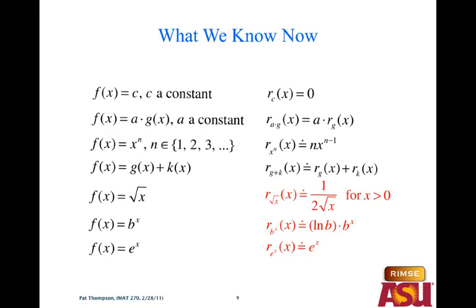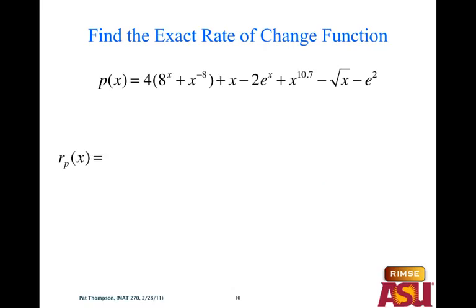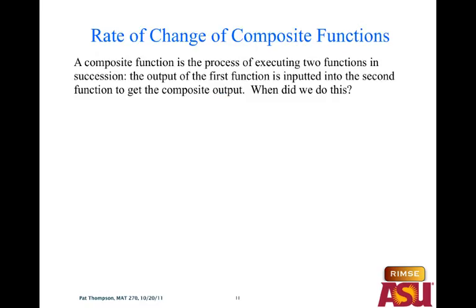All right. So we did this example last time. That was the end of class last time, and then you got some more practice in the homework. So let's talk about the rate of change of composite functions. You should have read about this. A composite function is the process of executing two functions in succession. You get an output for the first function, and that becomes the input into the second function.